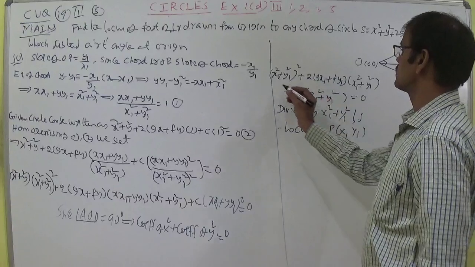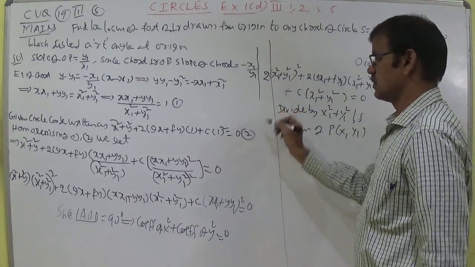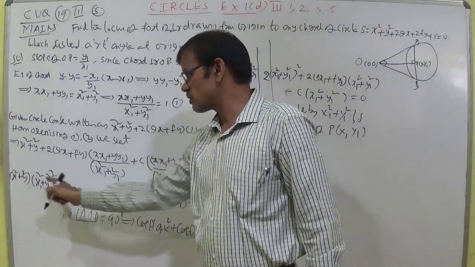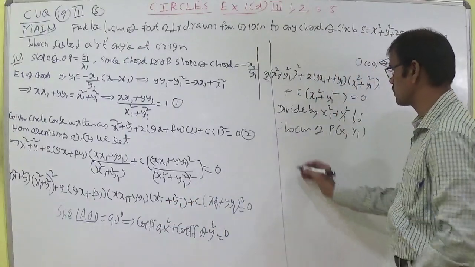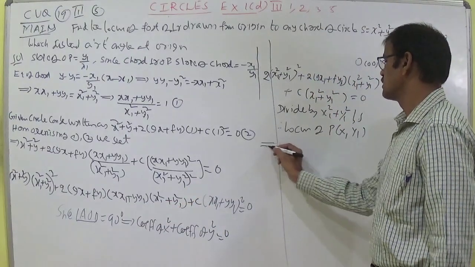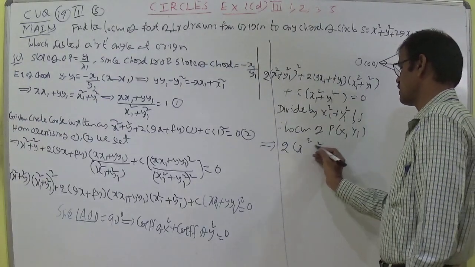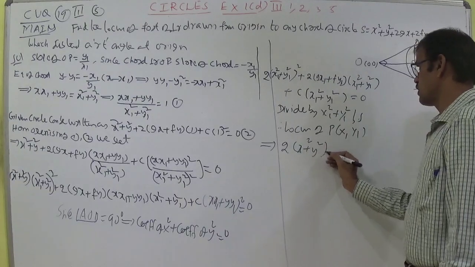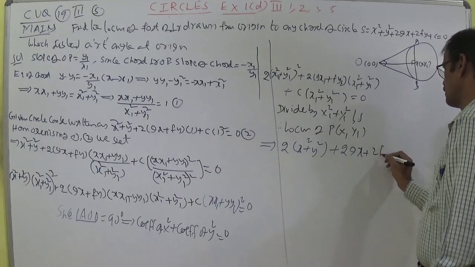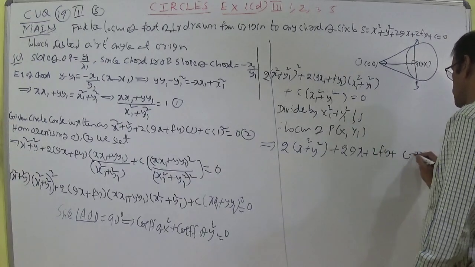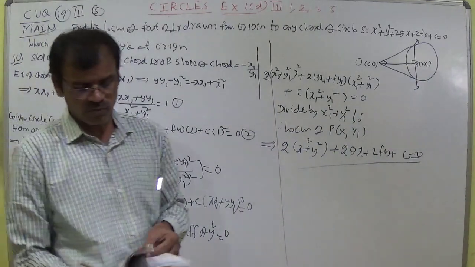So x is directly I am writing 2 into here. Because x square coef x1 square plus y1 square and y square coef x1 square plus y1 square. Coef of x square plus coef of y square. Directly we can write now. So that implies this becomes 2 into divided by this. So locus you can write 2 into x square plus y square plus 2gx plus 2fy plus c equal to 0.